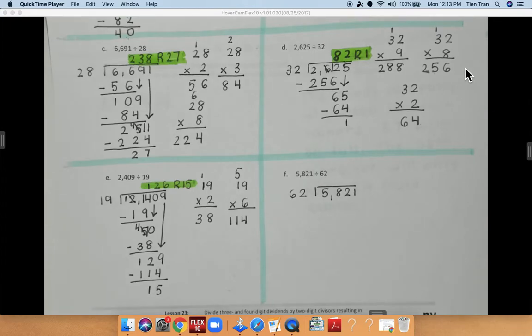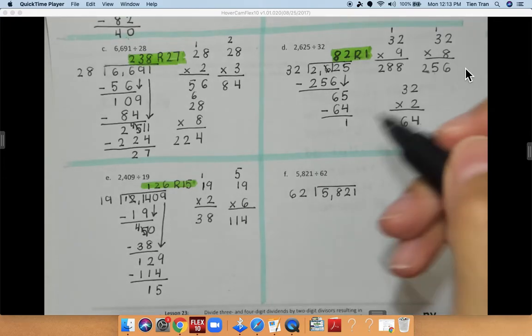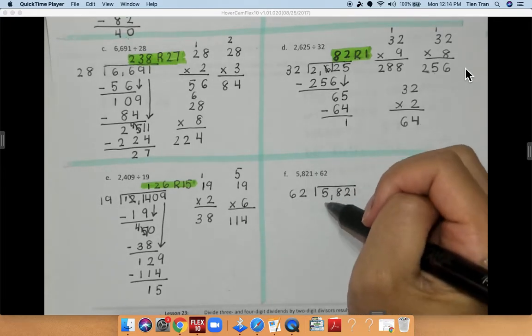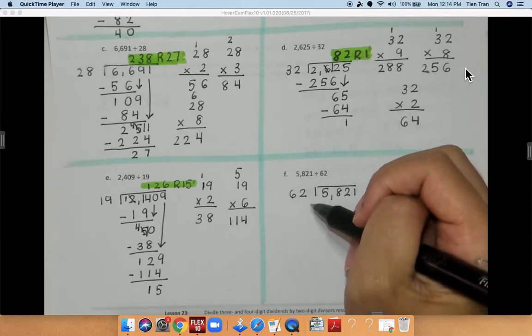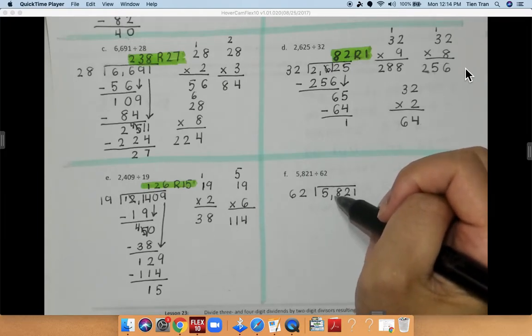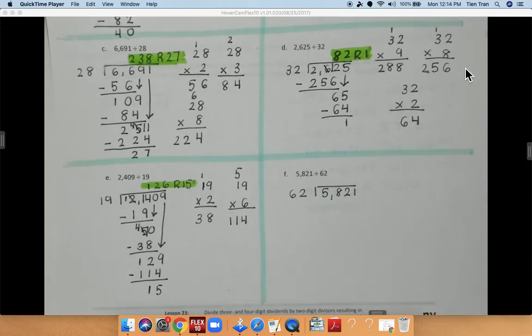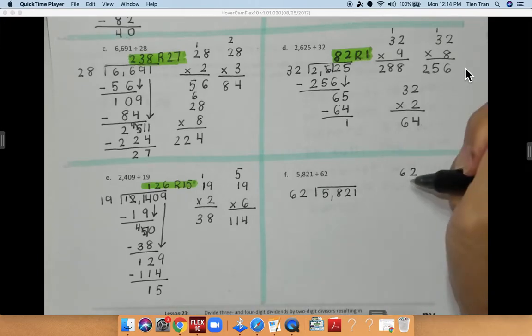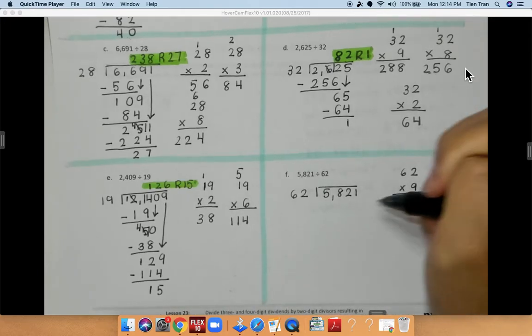Now I'm going to move on to the next problem. This is problem F. For problem F, I'm figuring out, can 62 go into 58? No. 62 cannot go into 58. However, 62 can go into 582. So I'm going to try 62 times 9, because it's a pretty big number.